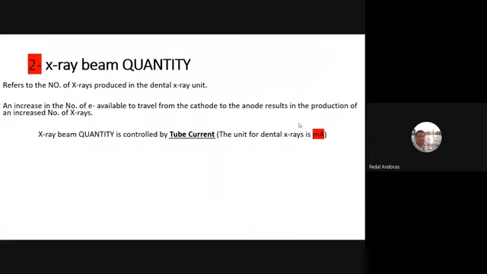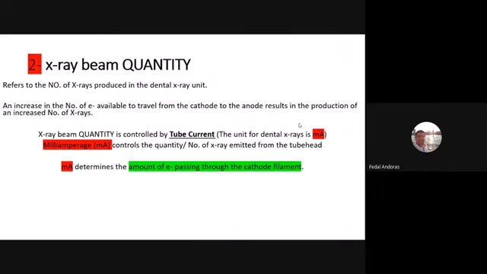Quality was controlled by tube voltage. Quantity is controlled by tube current, and the unit is mA. We said the unit is ampere, but for this we use milliampere. So what's the milliamperage? It controls the quantity, the number of X-rays emitted from the tube head. So milliampere determines the amount of electrons passing through the cathode filament. Again, in dental radiography, the use of 7 to 15 mA is required. No less than 7, no more than 15.